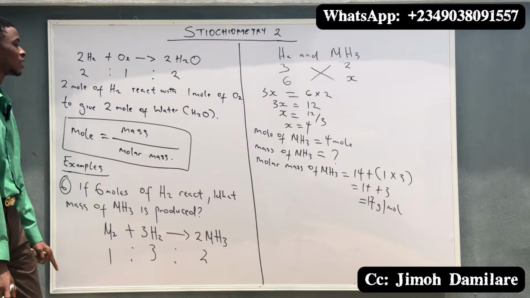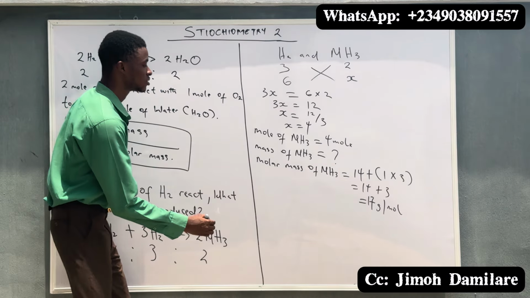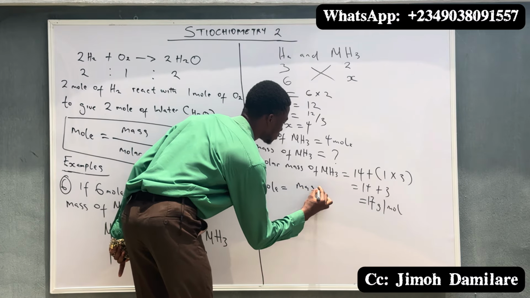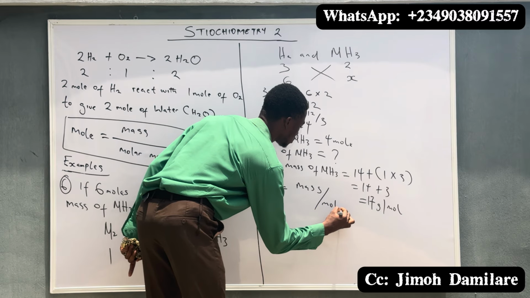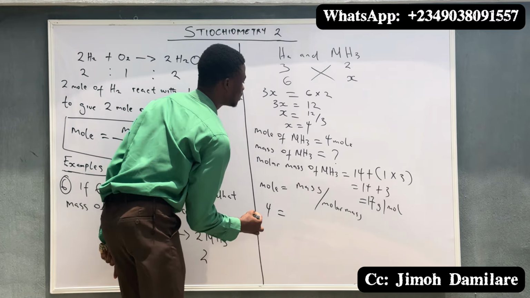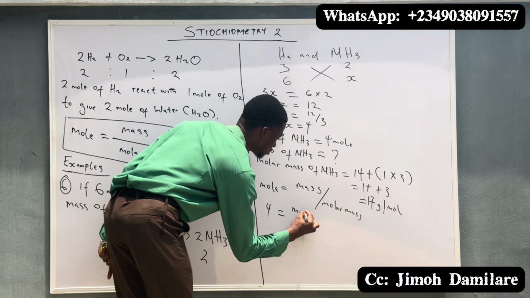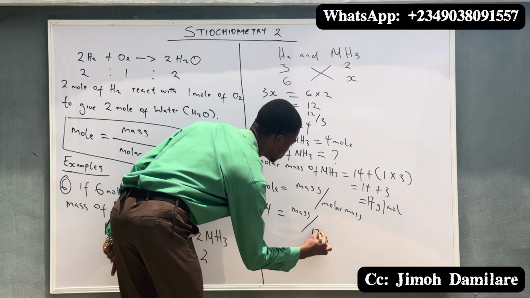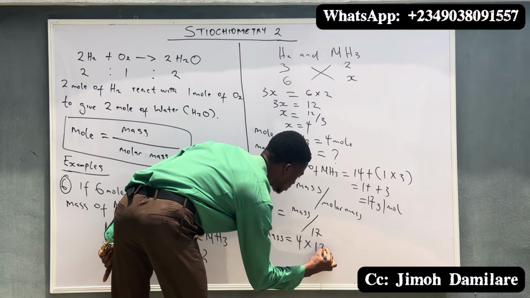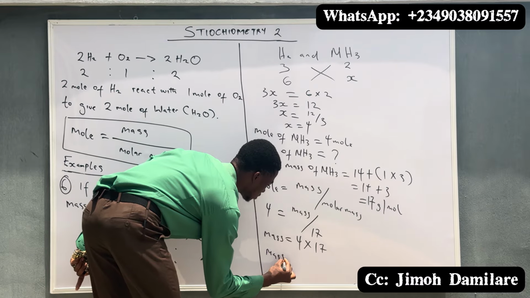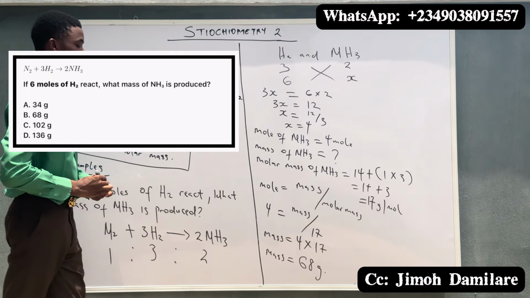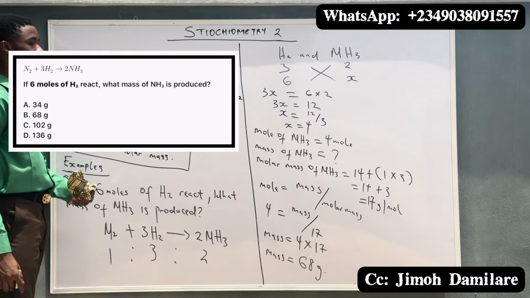So we can now use this formula to get the mass that the question is asking about. Mole is equal to mass over molar mass. So what is our mole? Our mole is 4, equal to, what is our mass? Our mass is unknown over our molar mass, which is 17. So we have mass equal to 4 times 17. So our mass will be equal to 68 gram. 68 gram is correct for this kind of question.